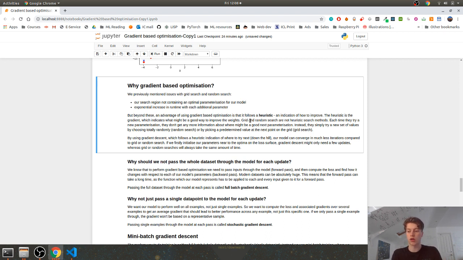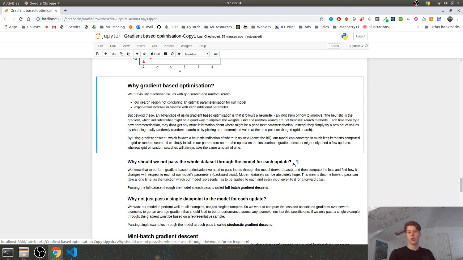Whereas grid search or random search, this is what I meant when I said it earlier, they don't use any information they have to make updates based on some indication of where would be good next. So by using gradient descent, which follows a heuristic indication of where to try next, down the hill, our model can converge in much fewer iterations compared to grid or random search. If we initialize our parameters right near the optima, then gradient descent might only need very few updates to reach the best possible parameterization. Whereas grid search or random search, even if they start by trying the best possible parameterization, are still going to try everything else in the space.